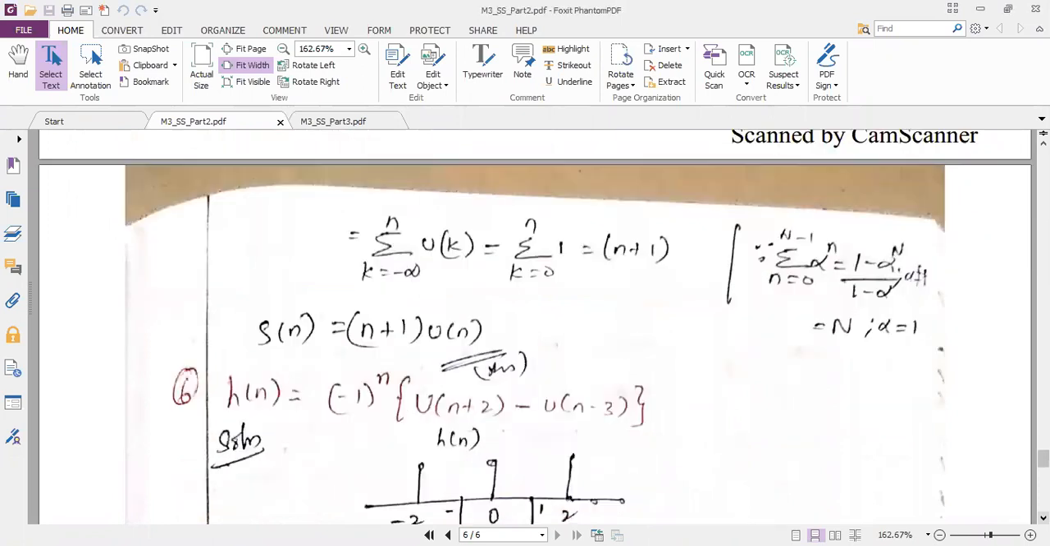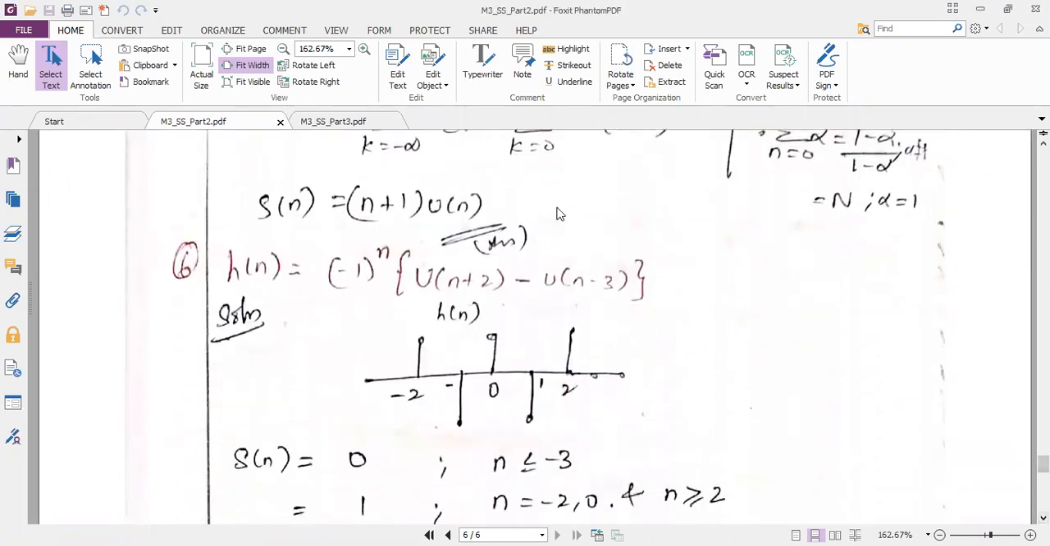Now, the sixth problem, you can see, h of n is equal to minus 1 power n, u of n within the bracket u of n plus 2 minus u of n minus 3. So first the given thing we should convert into a diagram. If I want to convert into a diagram, I know what is u of n plus 2.